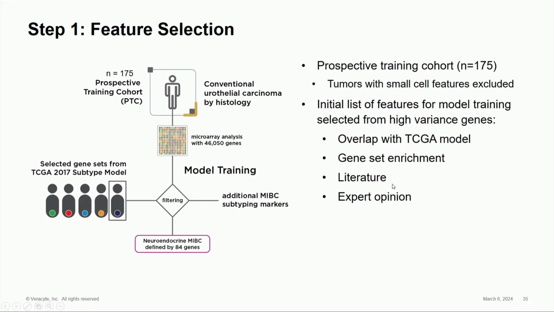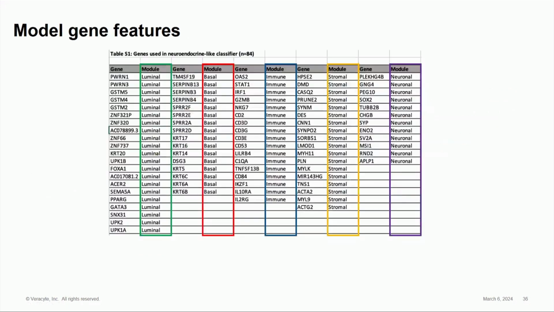We curated literature looking for markers associated with small cell disease or neuroendocrine disease. And then we got clever and we used expert opinion, which is basically people with a lot of background in this area would look at the gene list and say, okay, we want these markers in there as well. After filtering, we ended up with 84 genes, which we were using to define muscle invasive bladder cancer, neuroendocrine muscle invasive bladder cancer.